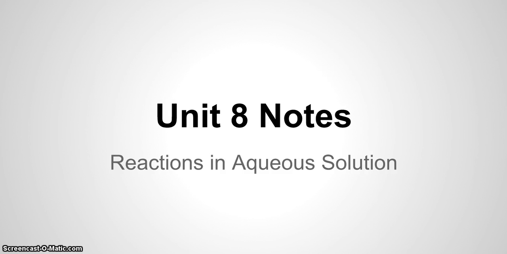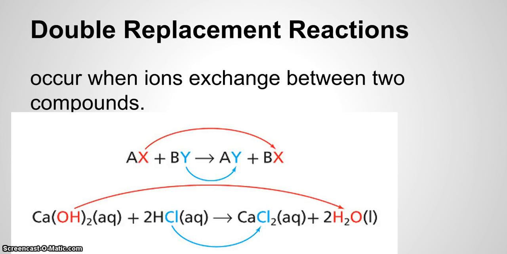All right, we are going to be looking at reactions in aqueous solutions, specifically double replacement reactions in this video. A double replacement reaction happens when ions exchange between two compounds. As you can see here, A is bonded to X, B is bonded to Y, the X and the Y switch, or as you could say the A and the B switch, and you get two new compounds in the product. So here the hydroxide and the chloride switched what they were attached to.